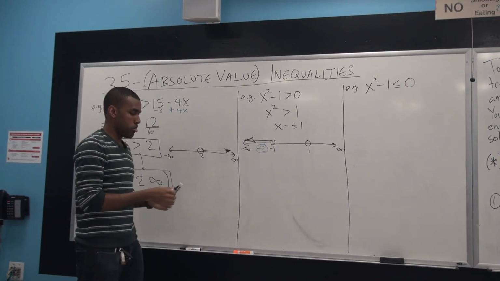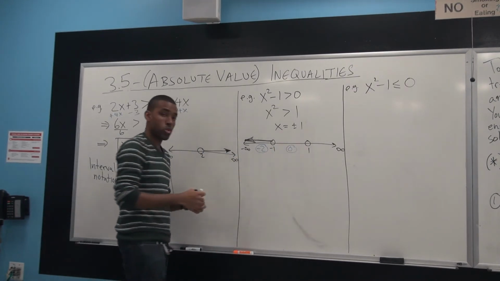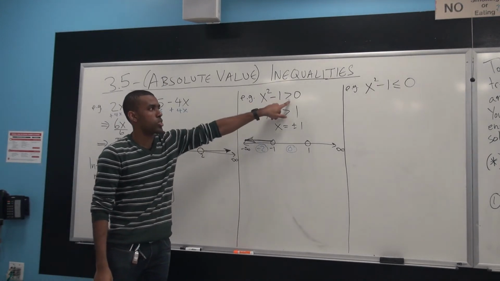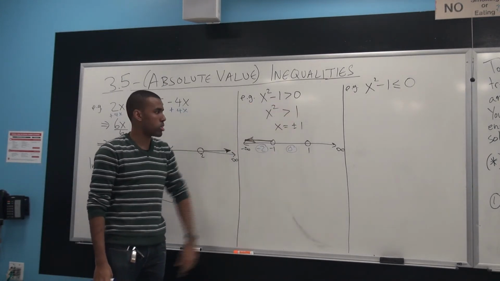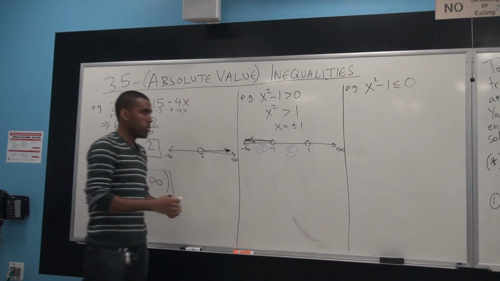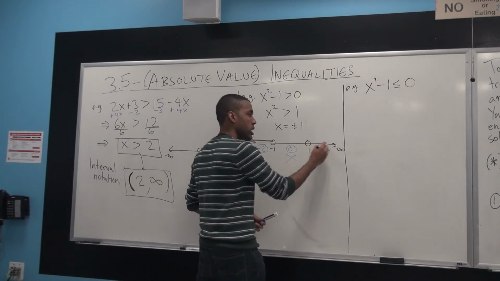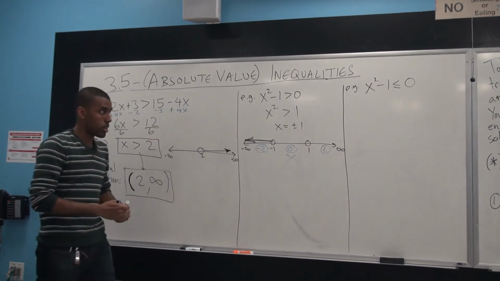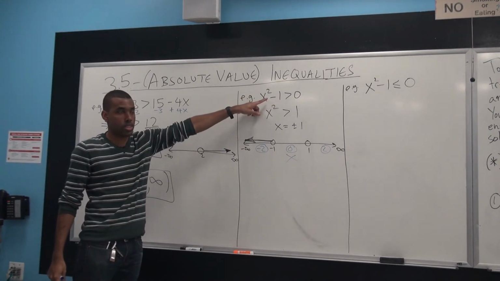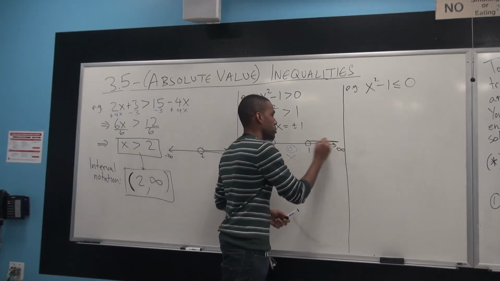What if I plugged in a number in between these two, like 0? Would it work? No. Plug in 0 for x, minus 1 is greater than 0. No, that's not true. So the middle does not work. What about if I plug in something bigger than 1 on this side, like 2? Would that work? Yes. Plug in 2 here, 2 squared is 4, minus 1, that's 3, which is greater than 0. So this side also works.